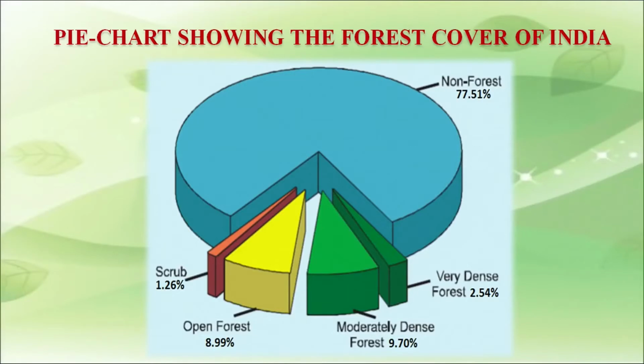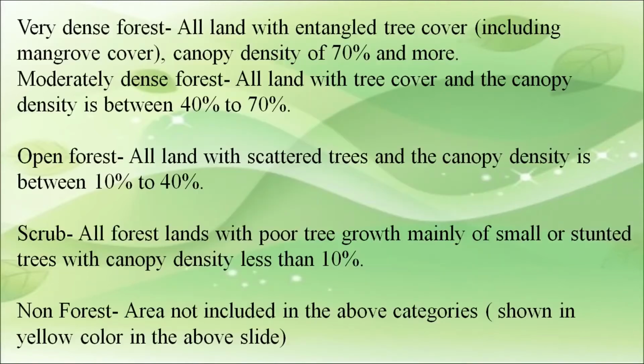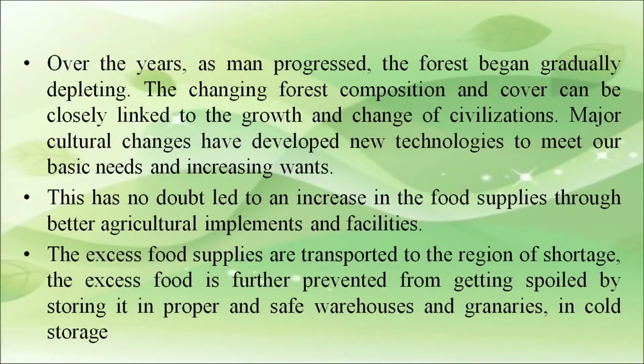The pie chart shown in the next slide indicates the percentage of forest cover in India. This is all about different types of forest in India, that is very dense forest, moderate dense forest, open forest, scrub, non-forest. Over the years, as man progressed, the forest began gradually depleting.